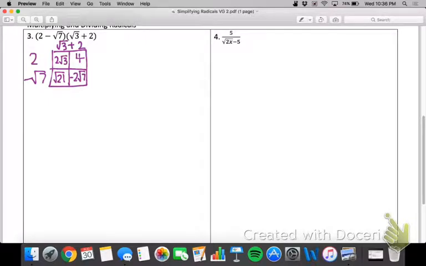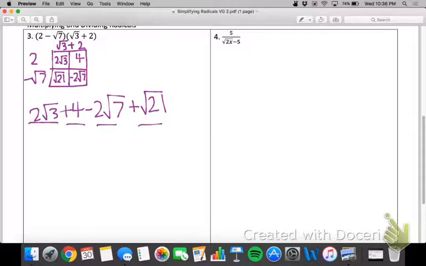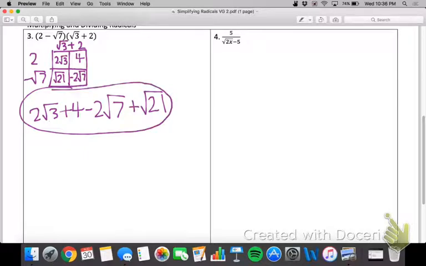So altogether, I have 2 root 3 plus 4 minus 2 root 7 and plus square root of 21. And none of these are like terms, and none of them can simplify. So square root of 3, square root of 7, and square root of 21, none of those can be simplified. So this is just our final answer. Right? So in some ways it's easier than doing FOIL with variables, because then you have to look for like terms to combine, and here you don't always.